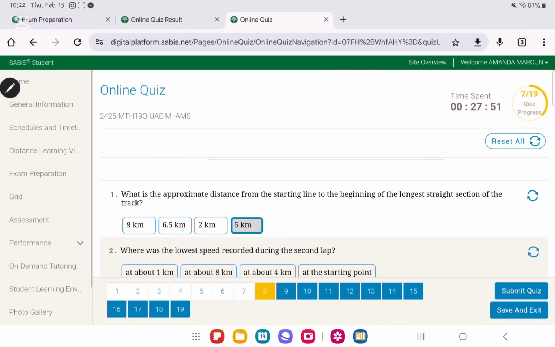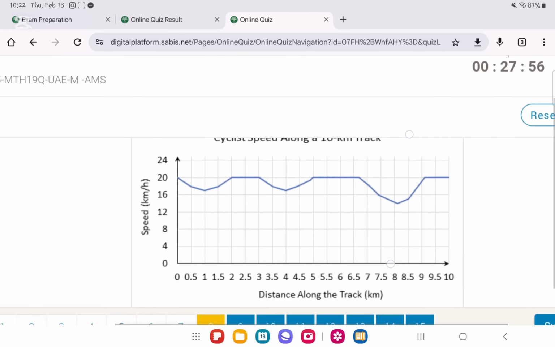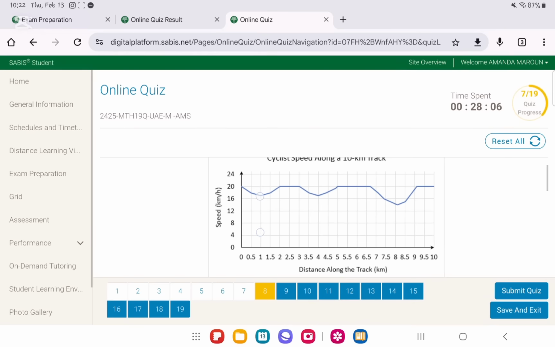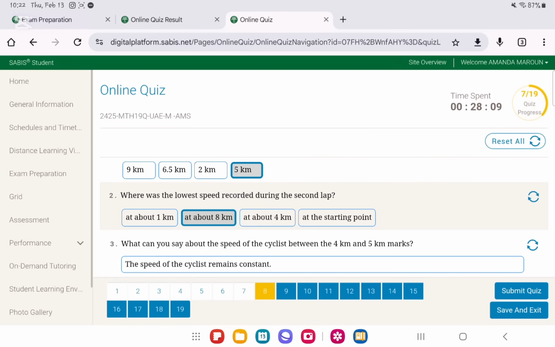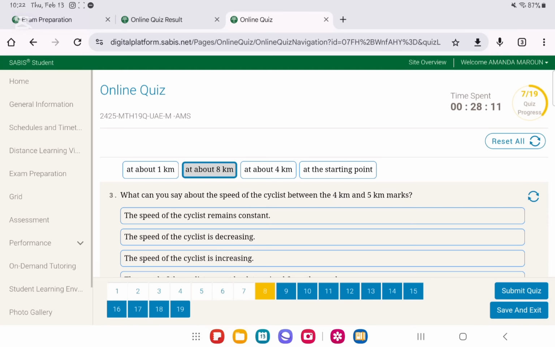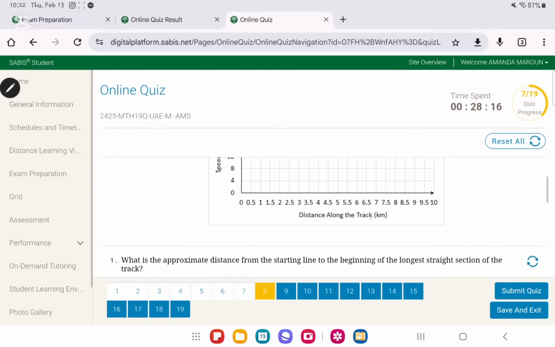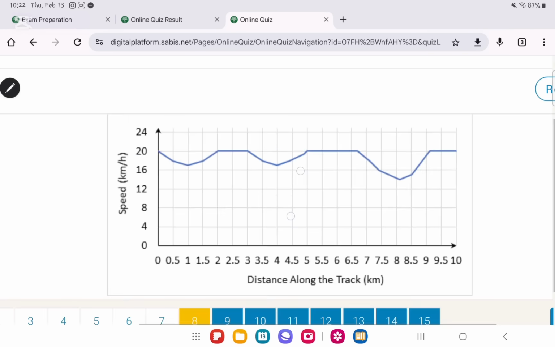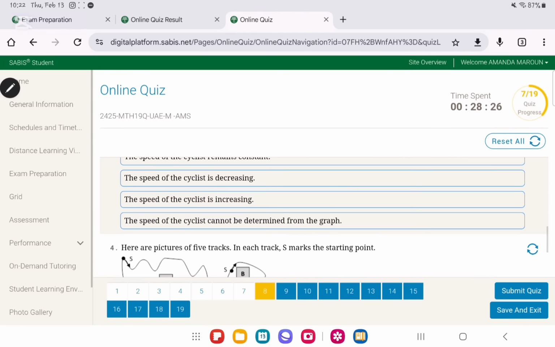Where was the lowest speed recorded during the second lap? So during the second lap, they want us to find the lowest speed. You're going to take it here. And it is approximately at 8 kilometers. So at approximately 8 kilometers, they recorded the lowest speed. Now, what can you say about the speed of the cyclist between the 4 kilometer and 5 kilometer marks? Very simply, you're going to go 4 kilometer, 5 kilometer. As you can see, it is increasing. So all you need to say is that it is increasing.